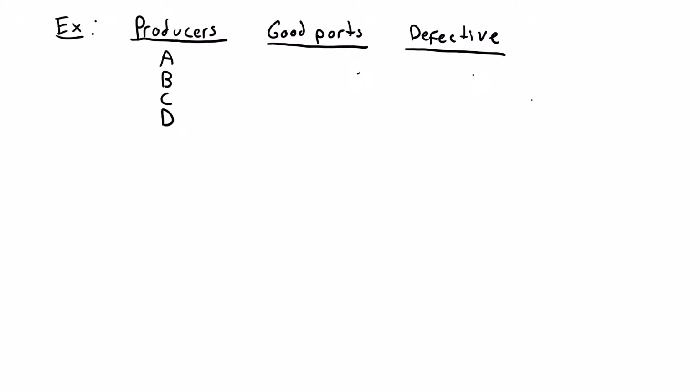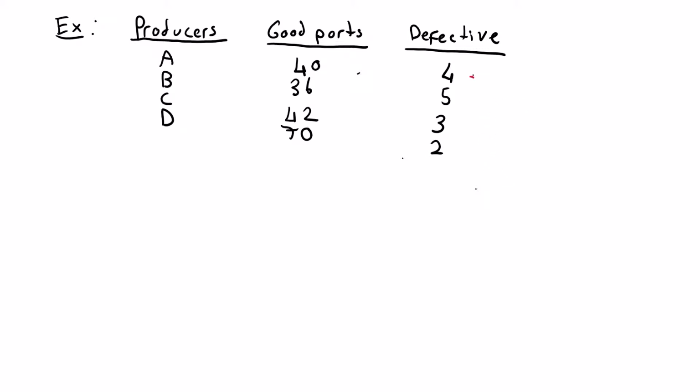Okay, so let's assume that producer A has 40 good parts and 4 defective units. Producer B has 36 good parts and 5 defective units. Producer C has 42 good parts and 3 defective units. And producer D has 70 good parts and 2 defective units.